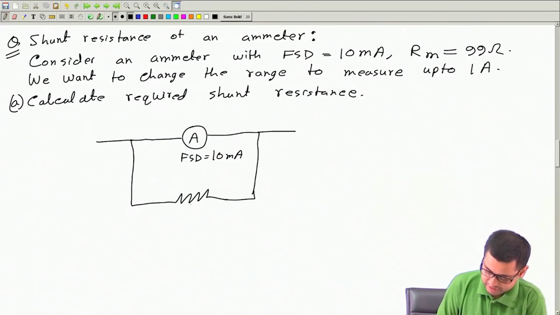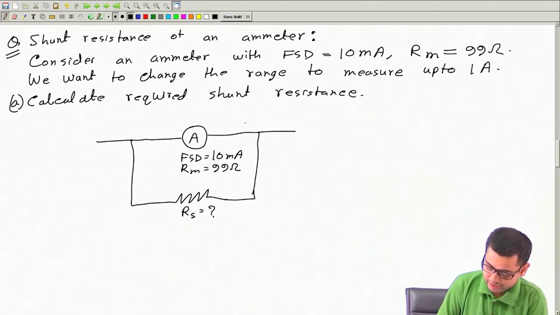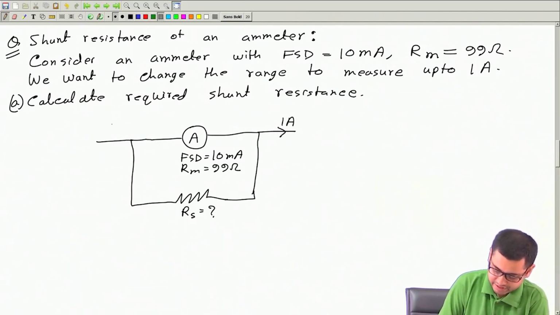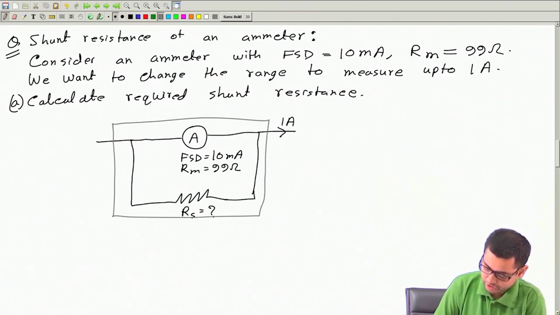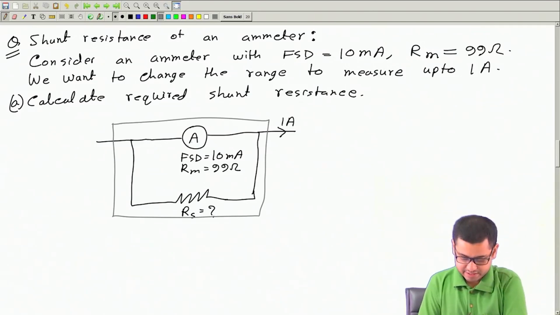And shunt resistance is how much? That we have to find out. Meter resistance is 99 ohm, and we want to measure a current which is 1 ampere. So when 1 ampere current flows through this circuit, the meter should show full scale deflection current.